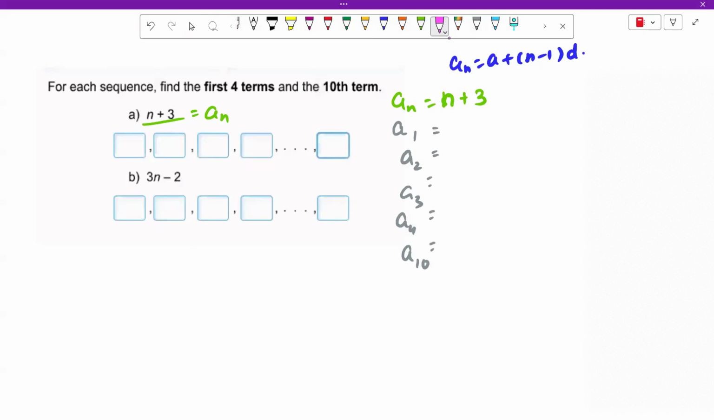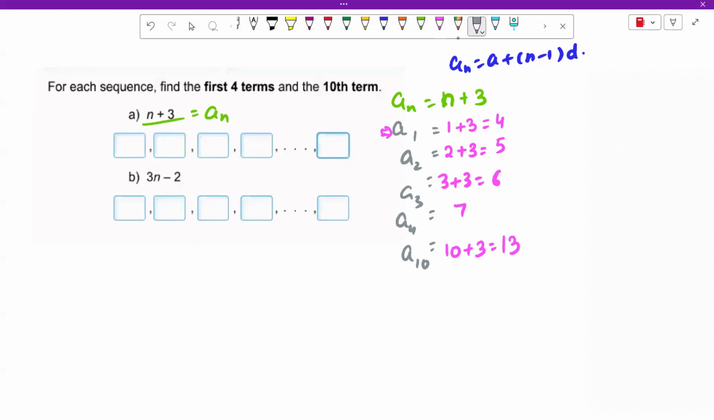For the 10th term? For a1, what is going to be the answer? N is 1, so 4. N is 2, 5. N is 3, 6. 7. 8. 9. This is the 10th term. So n plus 3, 13.